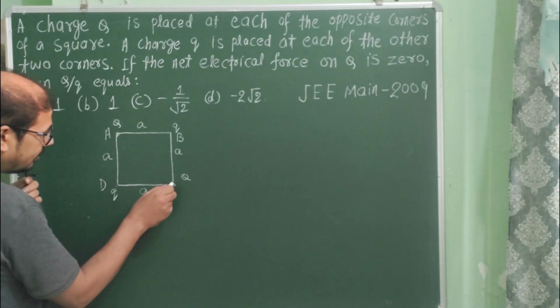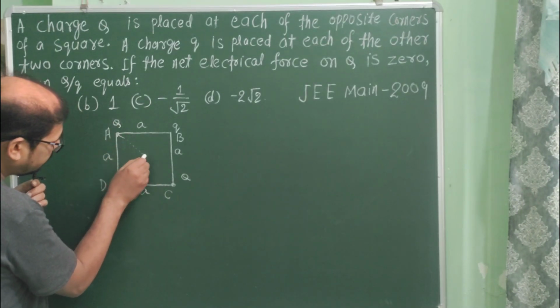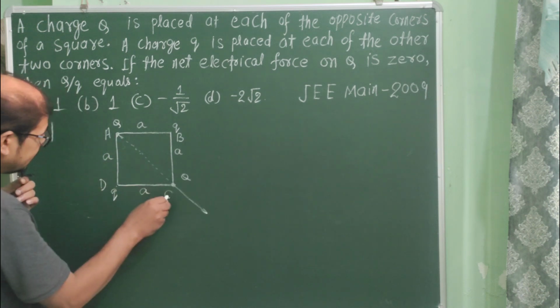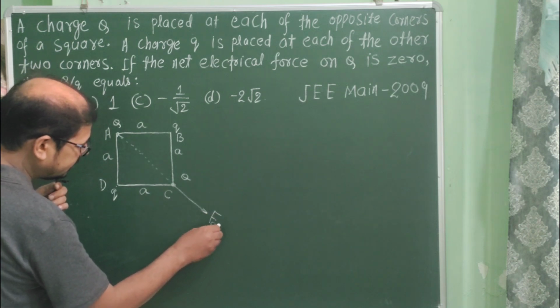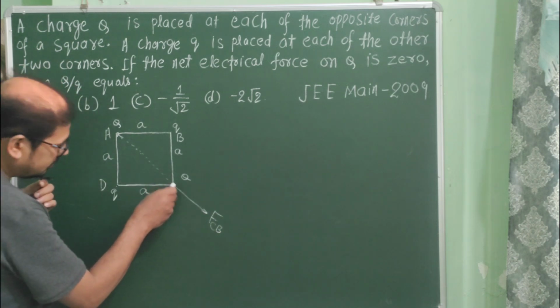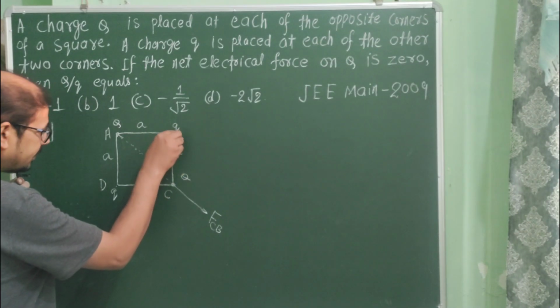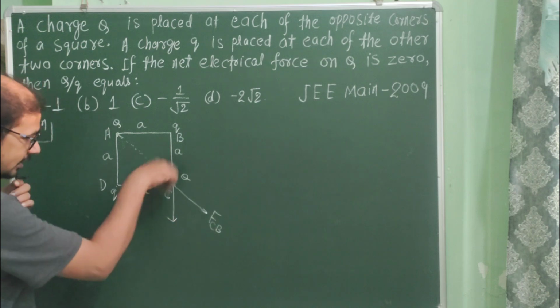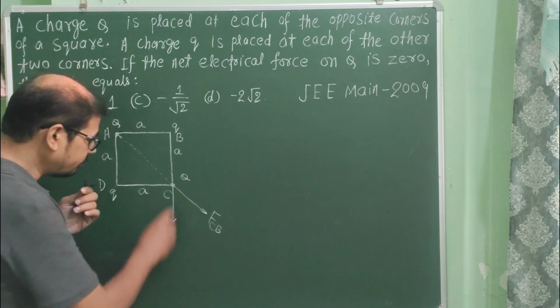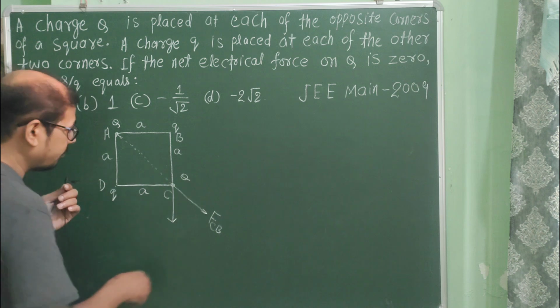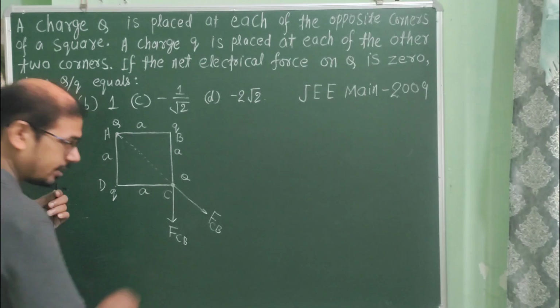Now, the force applied on this charge is repulsive. Force on C due to A, we can write CB, and the direction of force is towards this, along the diagonal. Now, the force applied by B on C is away from the charge, because both charges are positive. If charges are positive, the force will be repulsive. Repulsive means that the force is directed away from the charge. Force on C and B, correct?